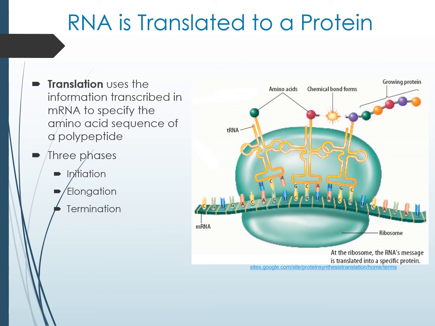Once messenger RNA enters the cytoplasm, it will be further processed by a ribosome to translate the RNA message into an amino acid sequence, which then becomes a protein. Similar to synthesis of messenger RNA, the process of translation, which then synthesizes proteins, has 3 phases: initiation, elongation, and termination.